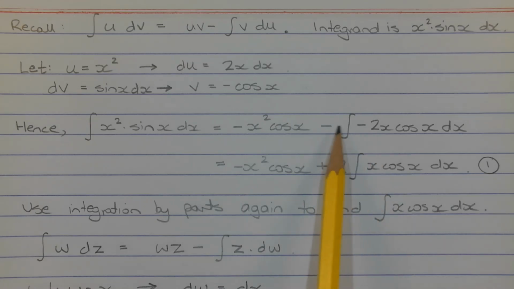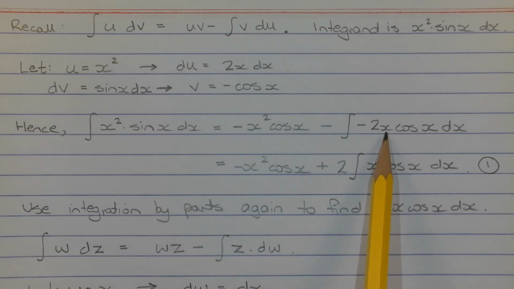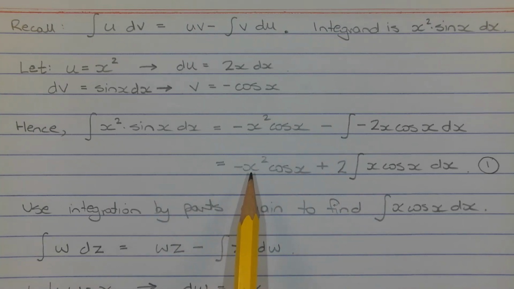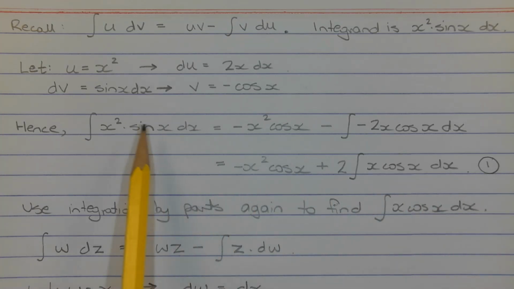Now we have a double negative here, and the 2 that's multiplying the x can come out in front of the integral. So we get negative x squared times cos x plus 2 times the integral of x cos x dx. We'll call this equation number 1. Now we need to focus on the integral of x cos x dx, and we're going to use integration by parts again to find that integral.